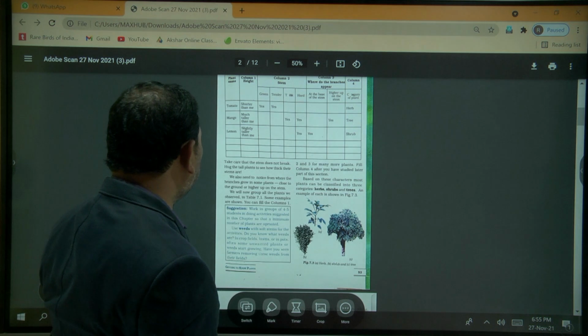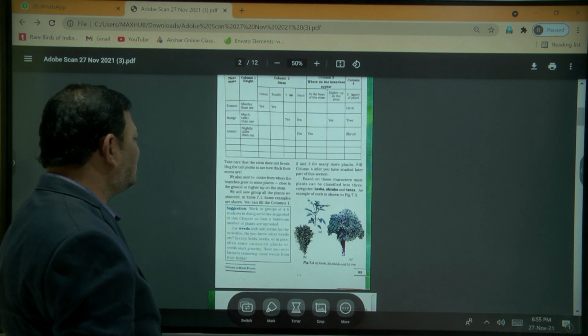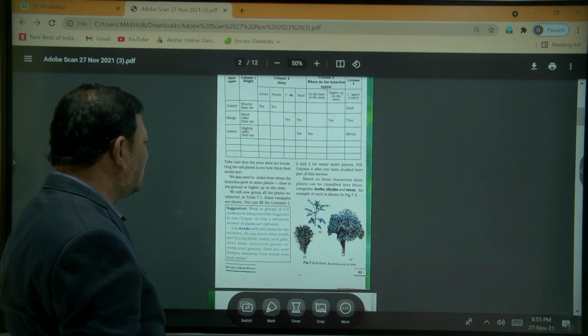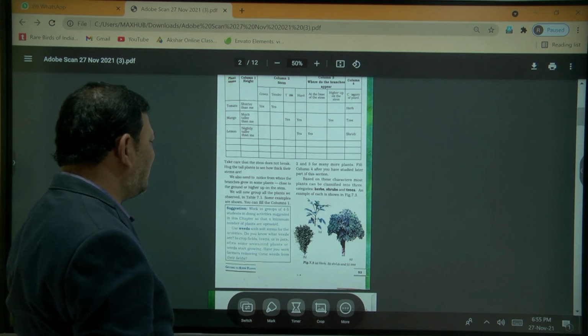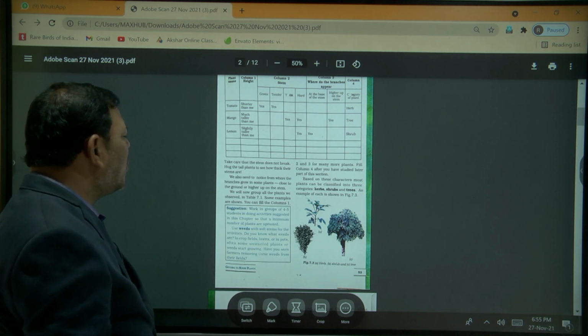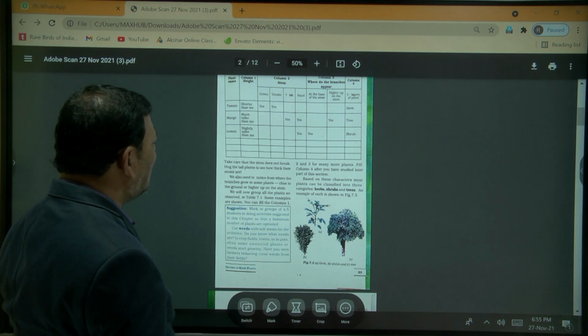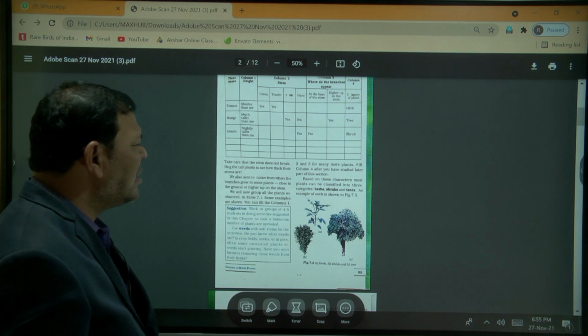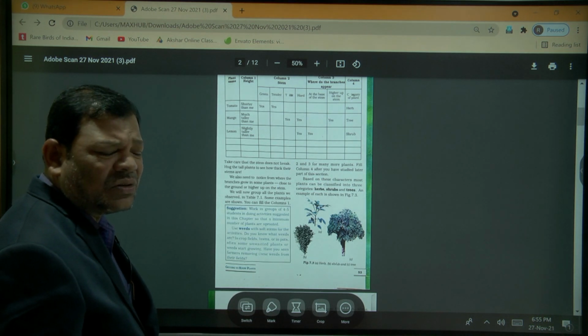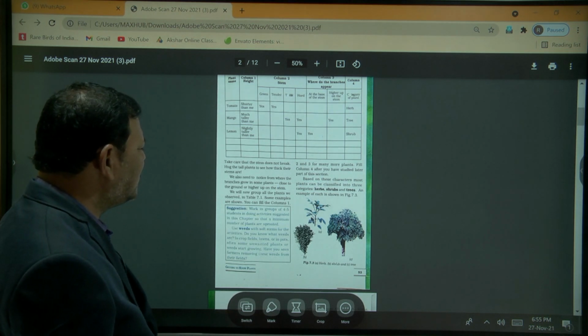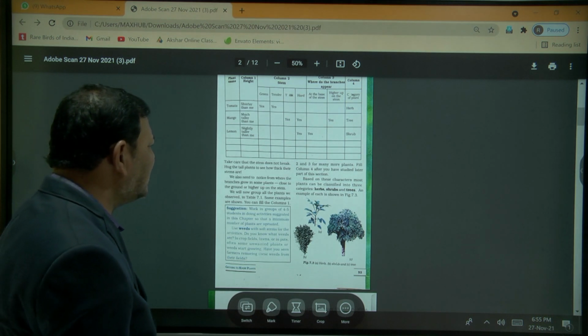We also need to notice from where the branches grow in some plants, close to the ground or higher up on the stem. We will now group all the plants we observed in Table 7.1. Some examples are shown. Based on these characters, plants are classified into three types: herbs, shrubs, and trees.